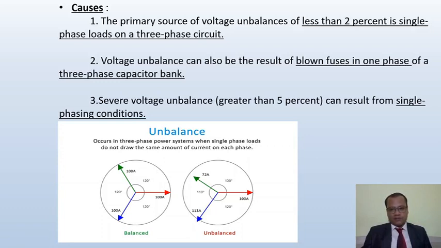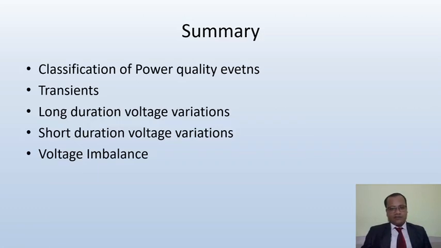Let's look at the summary of module 2. In module 2 we covered the classification of power quality events, then transients and their types, that is oscillatory transients and impulsive transients. Then we covered long duration voltage variations, that is undervoltages and overvoltages. Next we covered short duration voltage variations, that is voltage sag and voltage swell, and lastly we saw the concept of voltage imbalance.